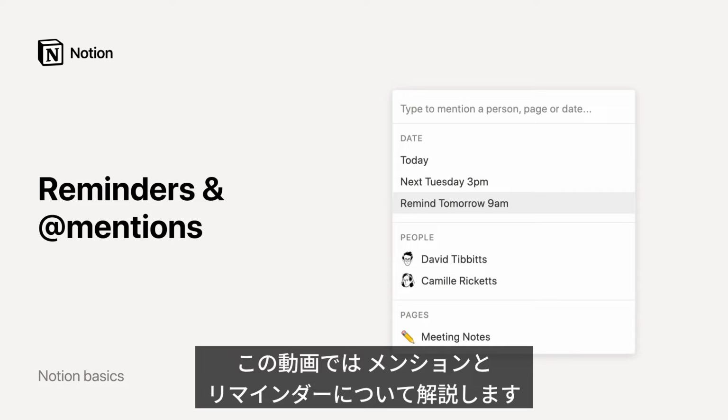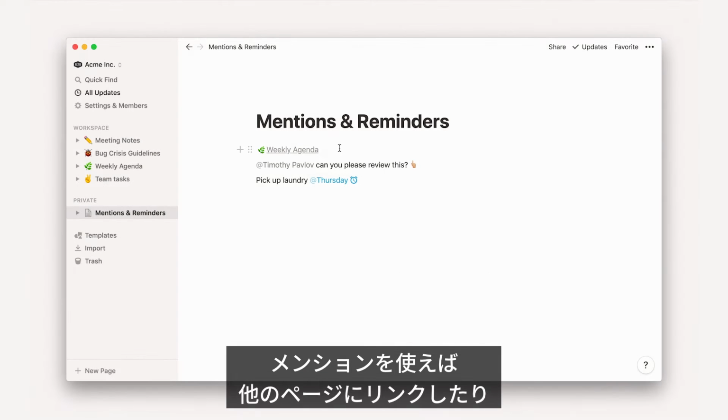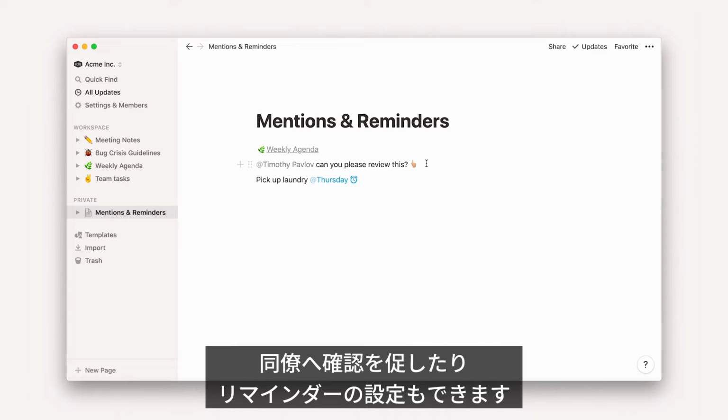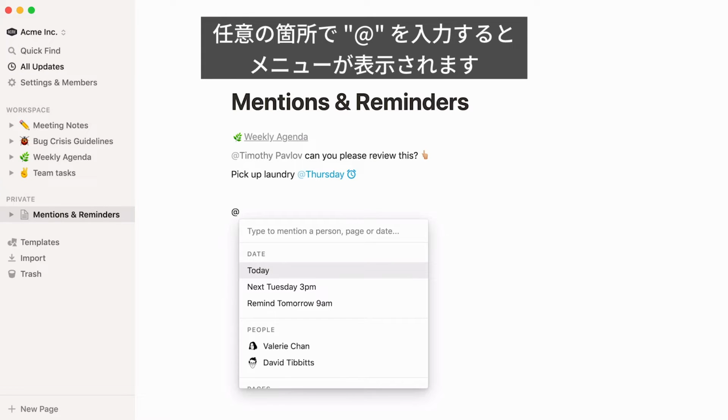Hello! In this video, I'll help you use mentions and reminders. Mentions are a quick and easy way to link to other pages in your workspace, bring specific content to the attention of colleagues, and set up timely reminders for yourself and others. To bring up all these options, just go to any Notion page and type the @ symbol.